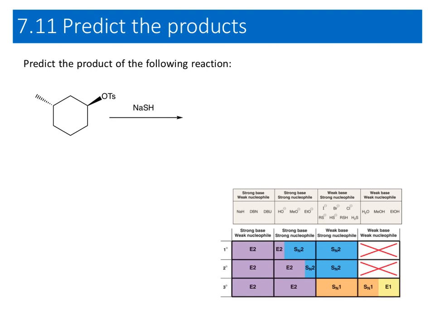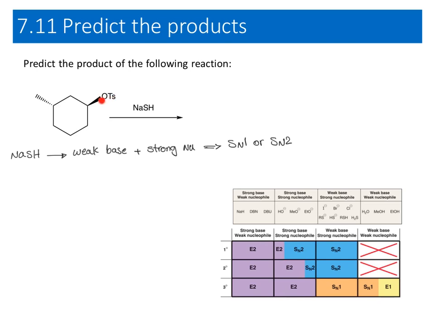So from the reagent, I figured that it's a weak base and a strong nucleophile. Therefore, either SN1 or SN2 can happen. Now, to figure out which one is happening, I need to look at the substrate.